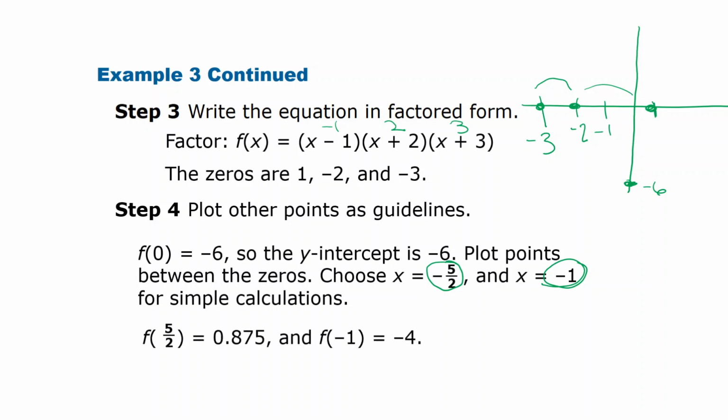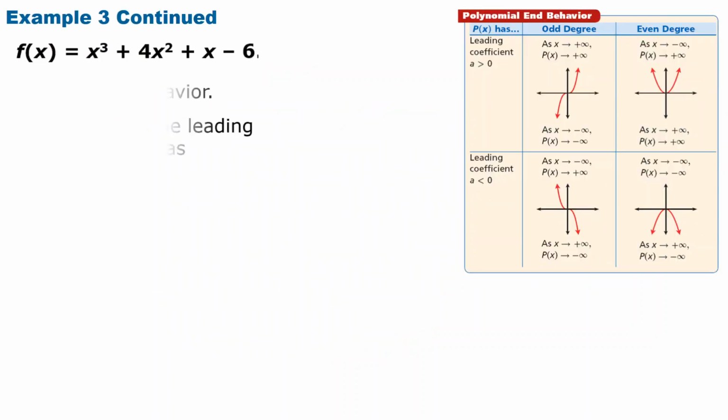When I do that, I find out that when x is -2.5, y is 0.875, and when x is -1, y is -4. Okay, so at -1, I know that y is -4. That's somewhere down here. And notice when x is -2.5, my point is only right here. So I'm starting to see a bit of a look of what's going to be happening on my graph. Let's turn the page and see a little more clearly.